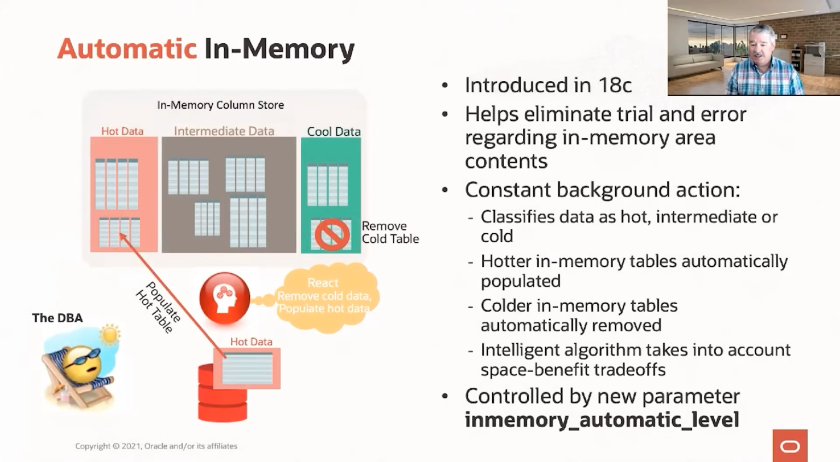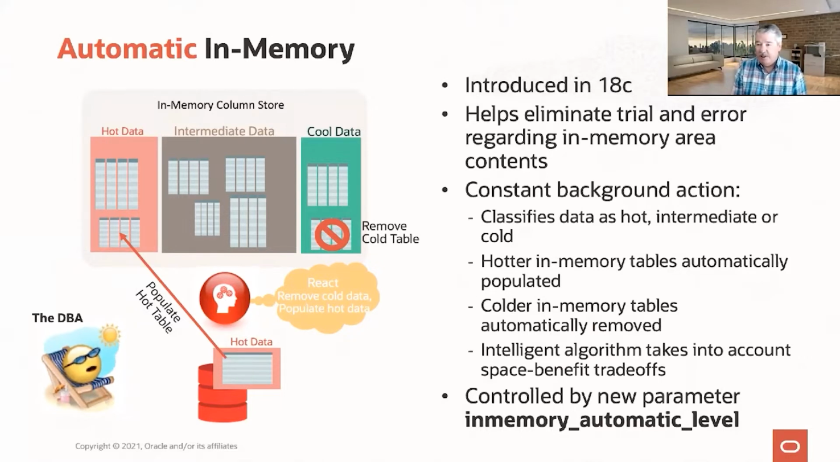So we actually introduced automatic in-memory back in 18c. The idea behind it is to let the database manage the contents of the column store. And so to do this, we leverage something called heat map, or access tracking statistics.